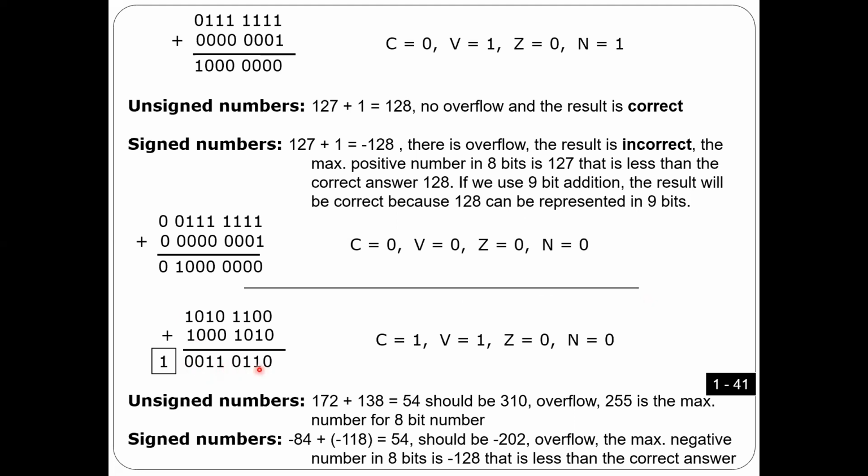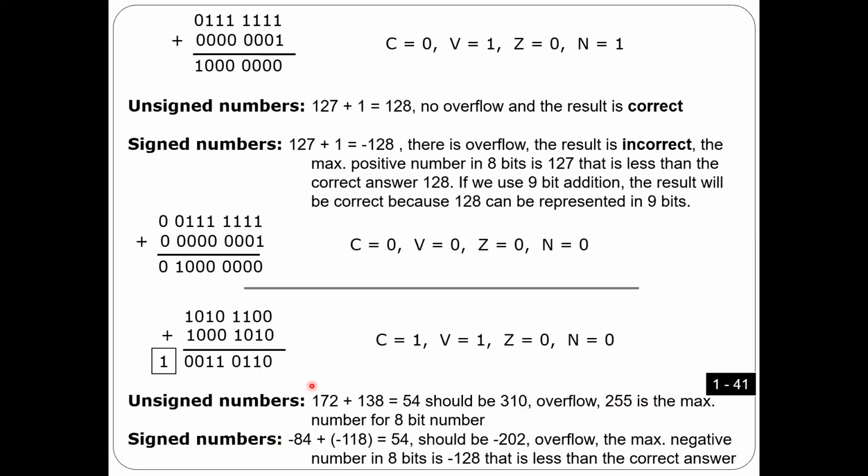Let me prove that. If it is unsigned, this number should be 172. This number here is 138. And then this number here is 54. Is that okay? It's not correct because of the overflow. If you add them together, the result should be 310. And as I said before, the limit is 255. This is my limit, but the result is bigger than the limit. That's why there is overflow.